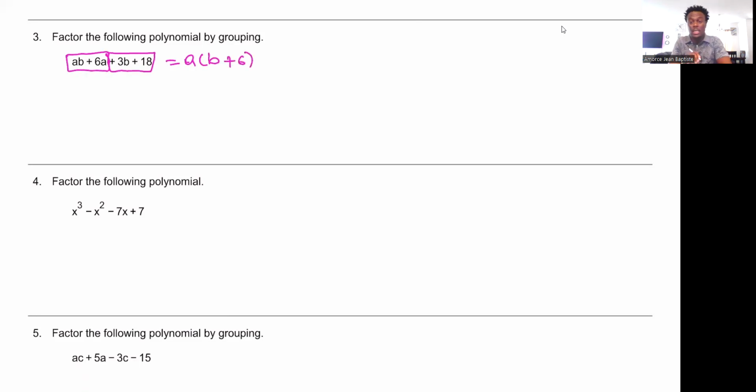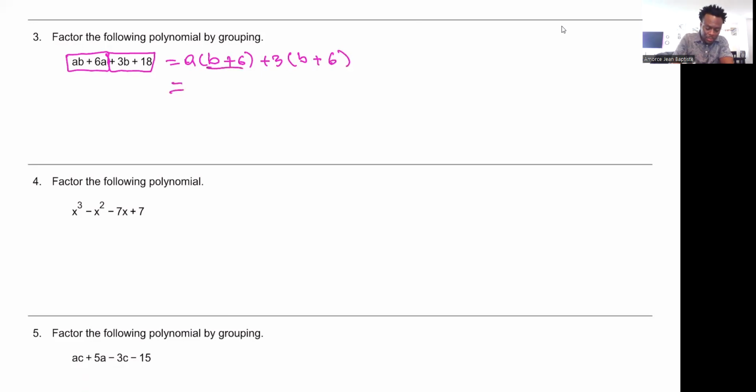We will factor the GCF also from the second group. GCF is 3, factor 3 out. And then B left when we factor 3 out from the first term of the second group. And then divide 18 by 3 that is on the outside. It's plus 6.